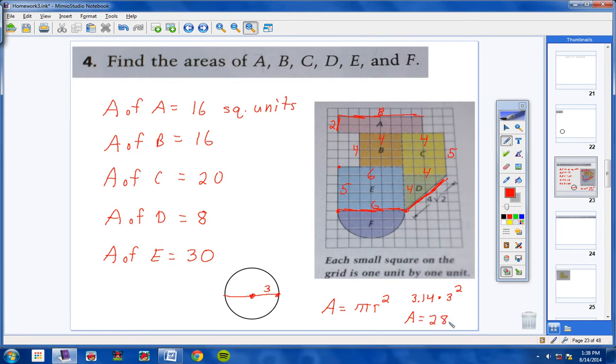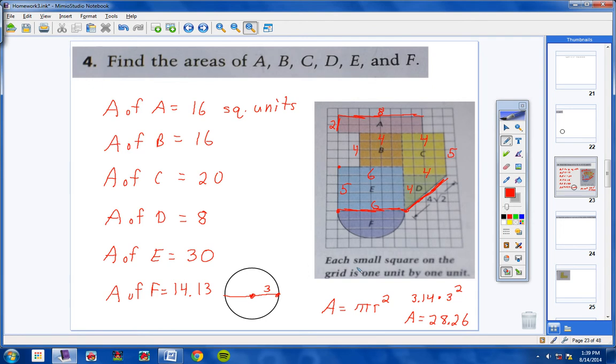But hold it, that's not the answer, because remember, when you found this area, you were finding the area of an entire circle. And we're not finding the area of an entire circle, we're finding the area of half a circle. And so, because of that, I'm going to take 28.26 and divide that in half. The area of F would be 14.13. Okay, so there we found the area of all of these objects.